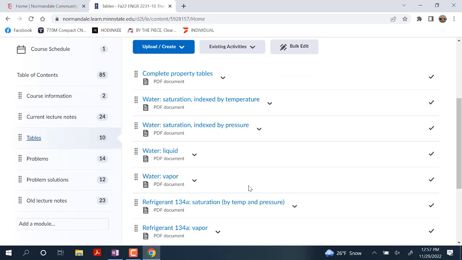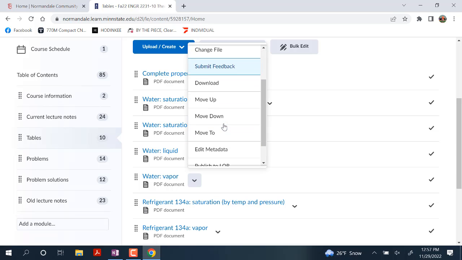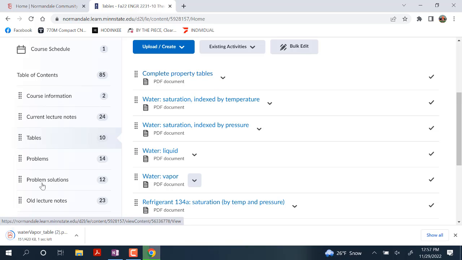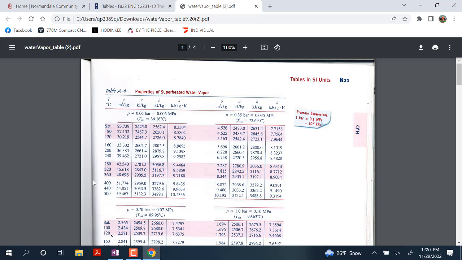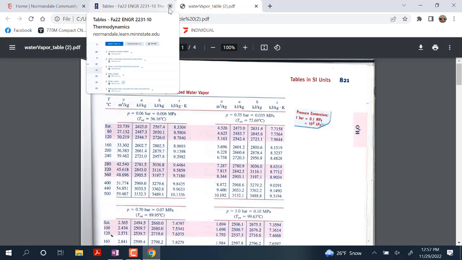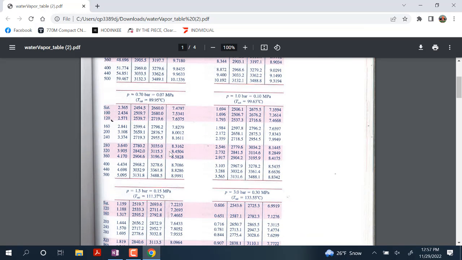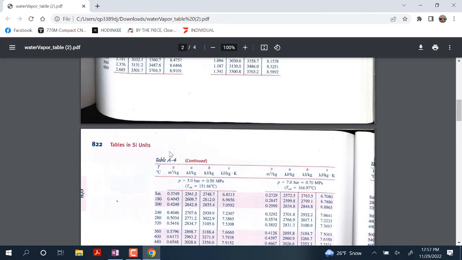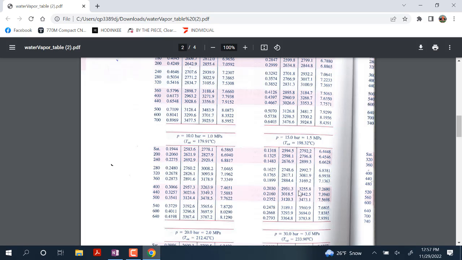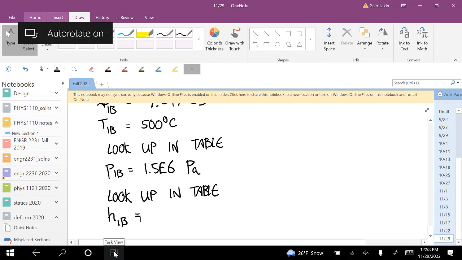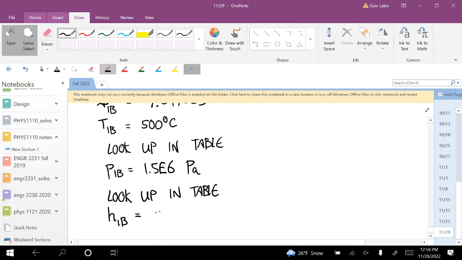Okay, so we want superheated vapor, water. At 1.5 megapascals, the enthalpy at 500 degrees Celsius is 3473.1 times 10 to the third.